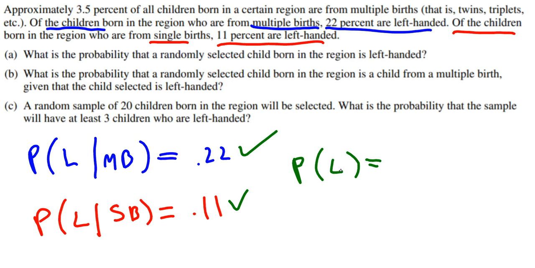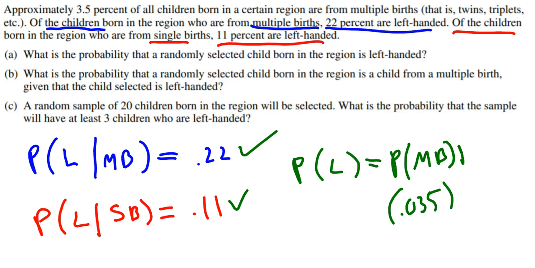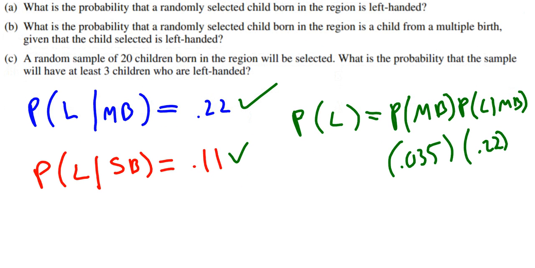It looks like 3.5% of the children are from multiple births. So what we'll do is we'll look at the probability of multiple births, which is 3.5% or 0.035. And out of those, we want the left-handed people. So we're going to multiply that by the probability of left-handed given multiple births. So that's times 0.22. And then there's another group you need to add to this. You need to worry about the people who were single births and left-handed. So we'll say plus. So I'll put a big plus here.